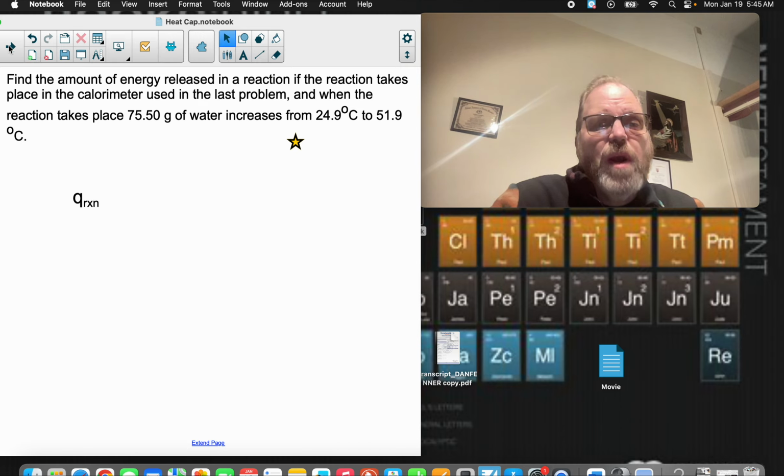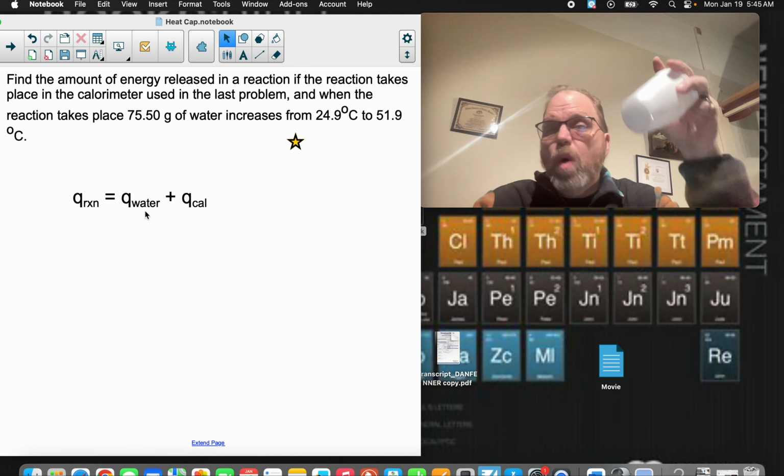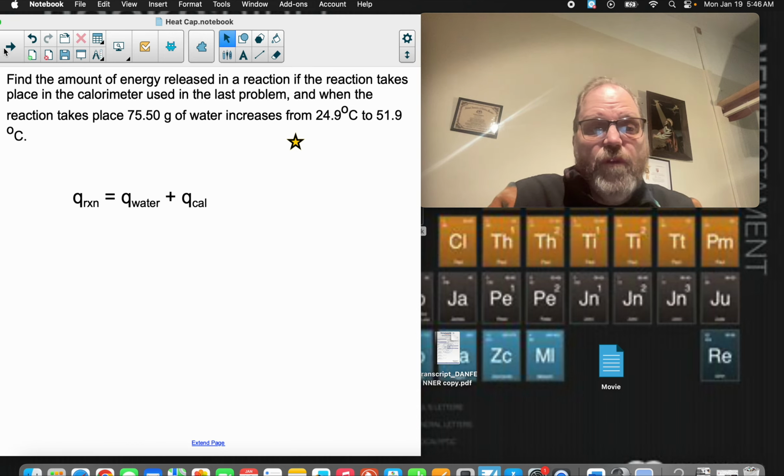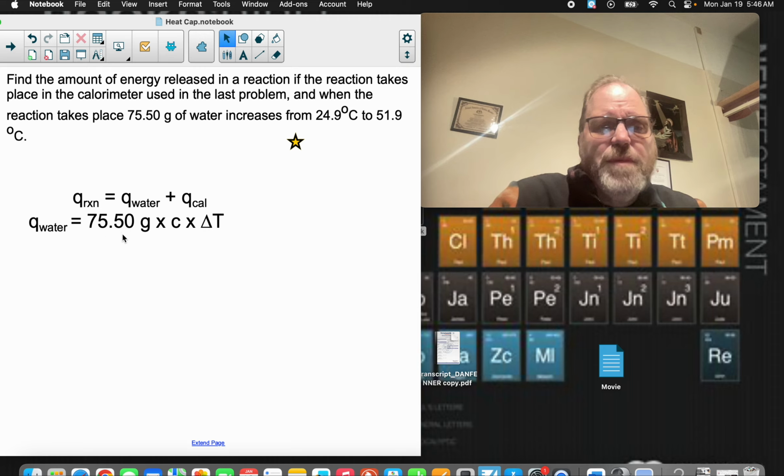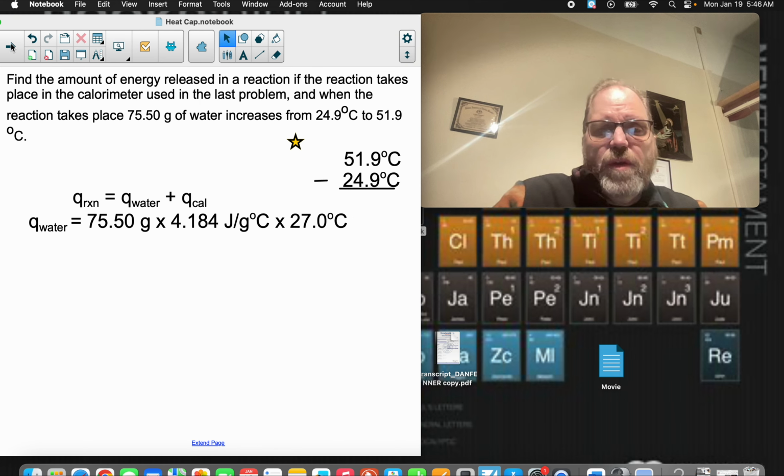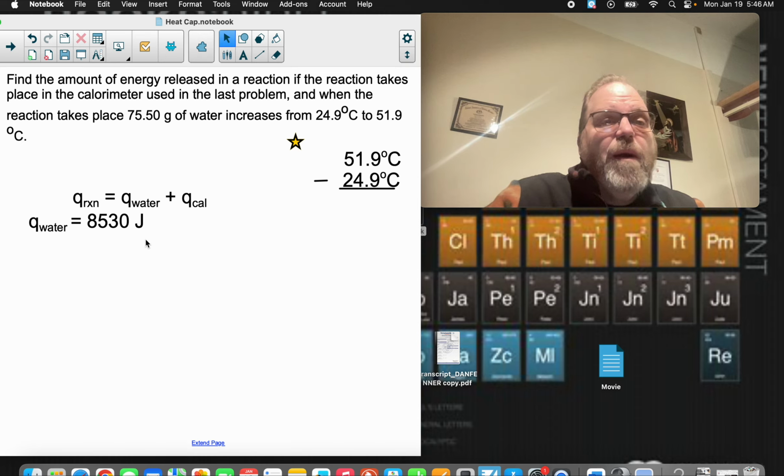So what are we going to do here? We're going to take the Q of the reaction. That's going to be the Q that goes into the water plus the Q of the calorimeter. If we do the Q of the water first, we have 75.50 grams, M times C times delta T. The specific heat of water is still 4.184. And if we take 51.9 minus 24.9, we get a temperature change of 27.0 degrees Celsius. Multiply that all through, we get 8,533, with sig figs, for my Q of water.